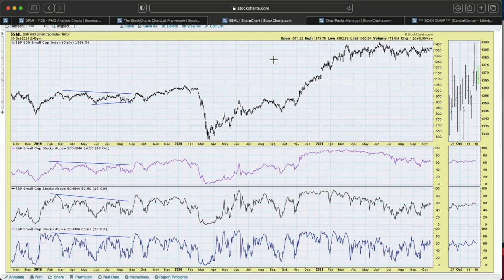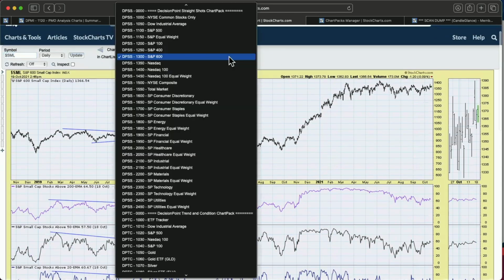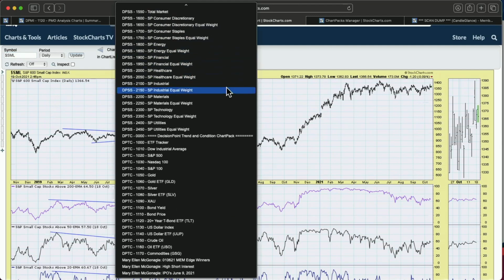And again, I find this very helpful when I'm going in and I want to look at one particular index or sector. I can drill down into that particular index or sector by using those chart packs for the straight shots. The other one that we have available over here is the trend and condition chart pack. And again, this is very similar, but it's not organized so much by index. We include gold, we include silver in here, bonds, the dollar, etc. You're going to find these within that chart pack.